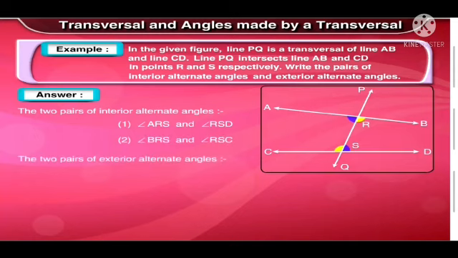Now, the two pairs of exterior alternate angles are: first one, angle PRB and angle CSQ, second one, angle PRA and angle QSD are the two pairs of exterior alternate angles.